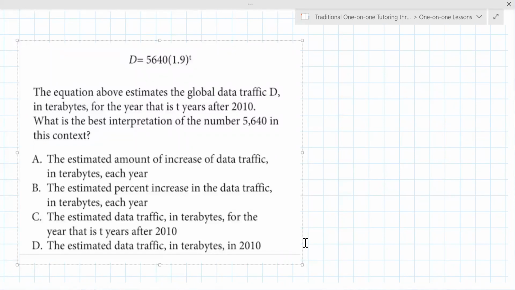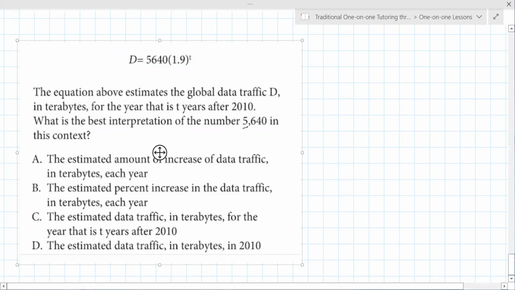I'm gonna say I think it's D or B, but I don't know. Okay, it is one of those. Okay, so let's see if we can get it a little bit further. All right. Now, what is it asking about?